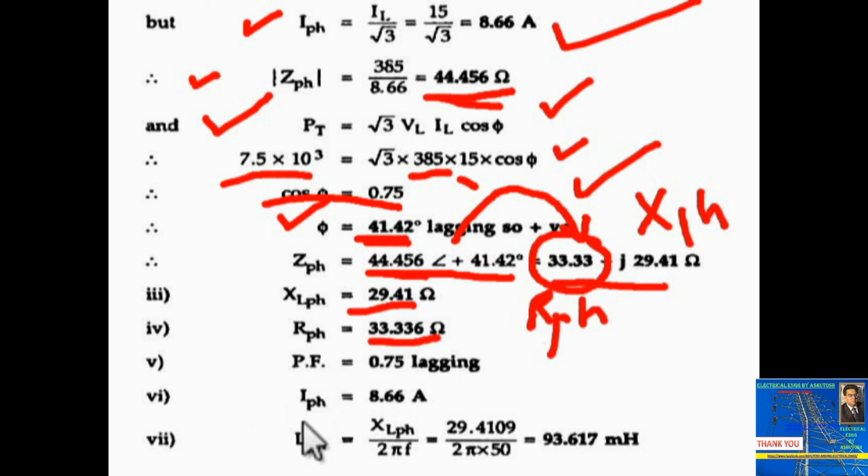Then you can also find the inductance at last. You know XL equal to 2 pi FL, and L equal to XL upon 2 pi F. So just divide this: XL is 29.4109 divided by 2 pi F, and that will be equal to 93.617 millihenry. So this is the answer, guys.